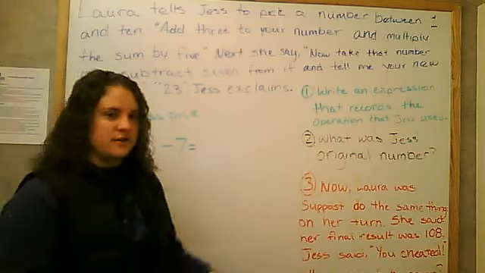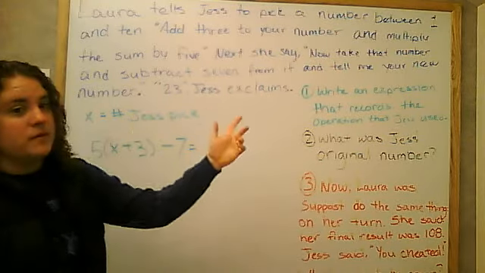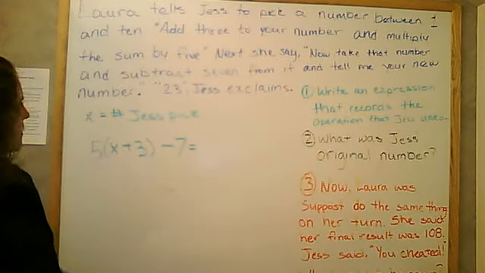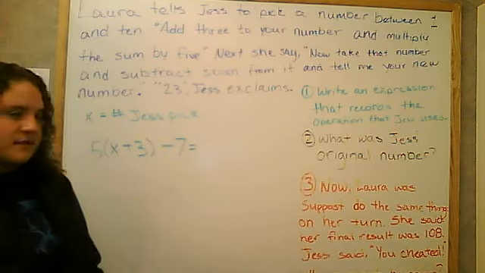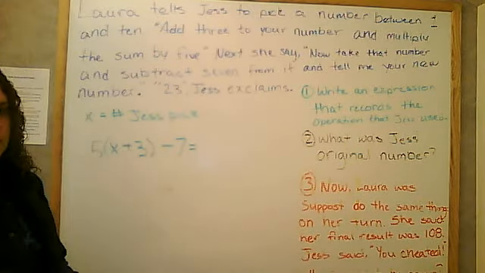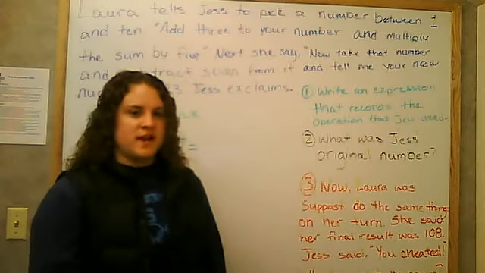So now it's Laura's turn. And she was given the same directions. She was told to pick a number between 1 and 10, check. You're going to add 3 to your number, multiply the sum by 5, subtract 7 from that number, and then tell me what you get. So Laura says, my final result was 108.